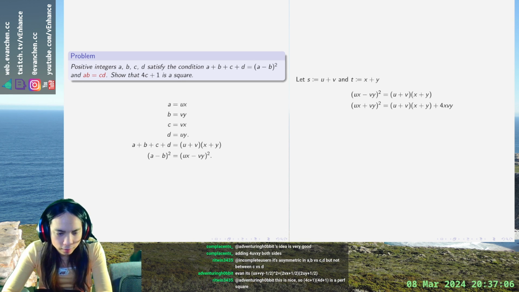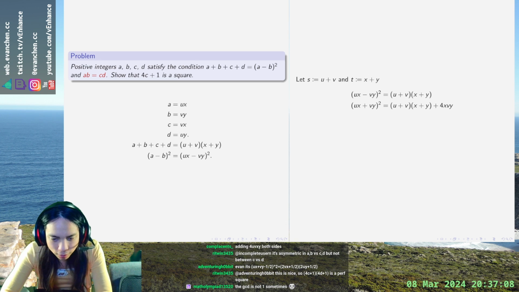If I add... oh god, algebra. So this will blow up a bunch of stuff. And then this becomes uvxy, uvxvy, so you get left with just uy plus vx, I hope, plus a quarter.